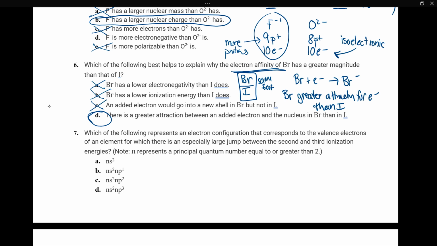They both end in p5, so they both would just be adding an electron to a p subshell. So C is also not true. D is the only one that's actually a true statement, and it also fits with what we're observing here.